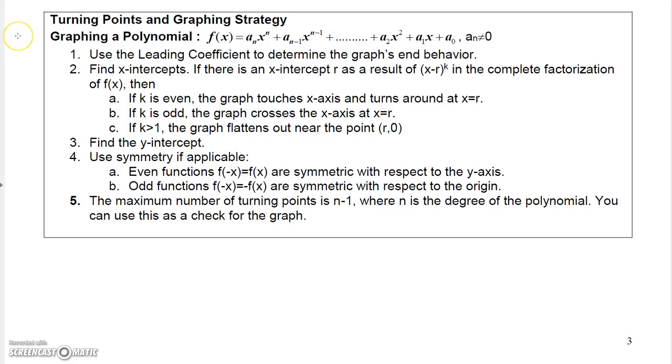Okay, freeze the video and then read this turning points and graphing strategy, and then when you think you've got it all figured out, start the video again and I'll show you how this works.